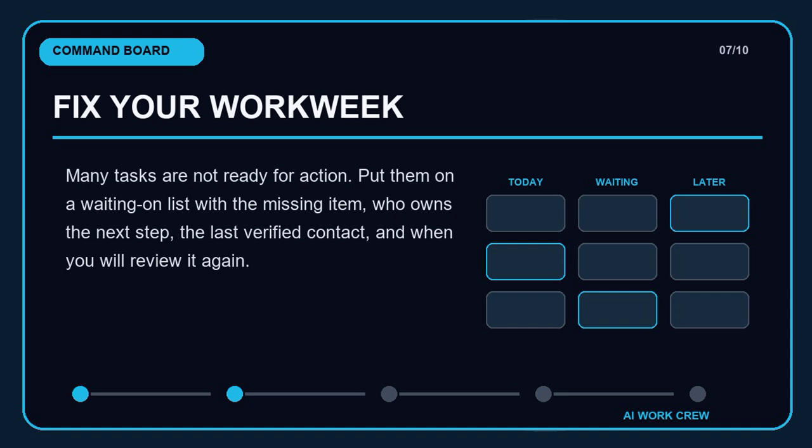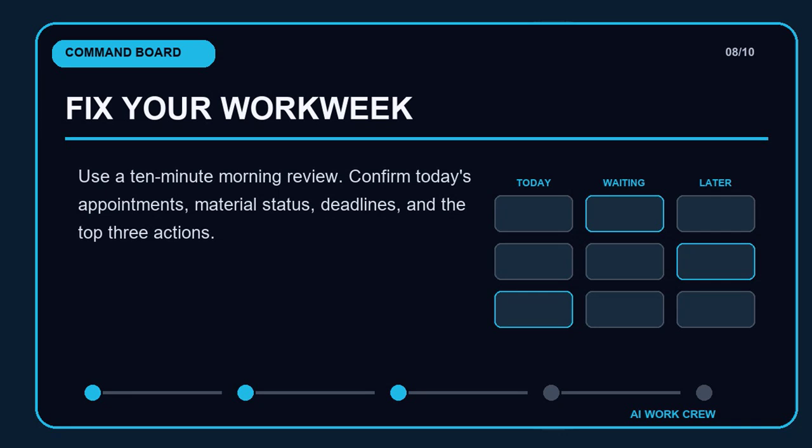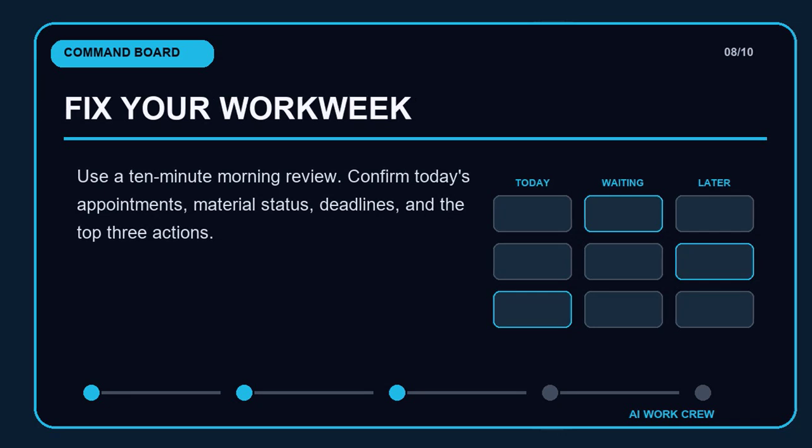Many tasks are not ready for action. Put them on a waiting on list with the missing item, who owns the next step, the last verified contact, and when you will review it again. Examples include supplier availability, customer approval, a requested photo, or an invoice clarification.